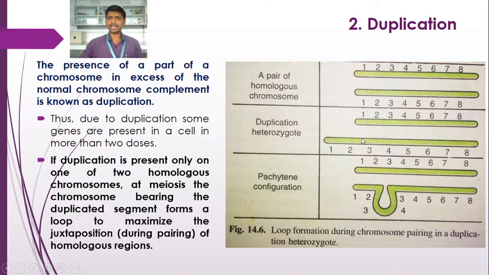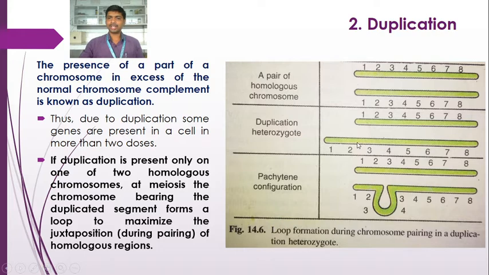When a duplication occurs in this chromosome, here genes number 3 and 4 have been duplicated, or this is the excess part of the chromosome that has been attached to the normal chromosome. Here 3, 4 are duplicated, so the length of the chromosome has been increased. Such type of duplication we call a duplication heterozygote. Why is it a duplication heterozygote? Because here the duplication occurs in only one chromosome of a homologous pair. This chromosome possesses the duplicated region containing genes 3 and 4.